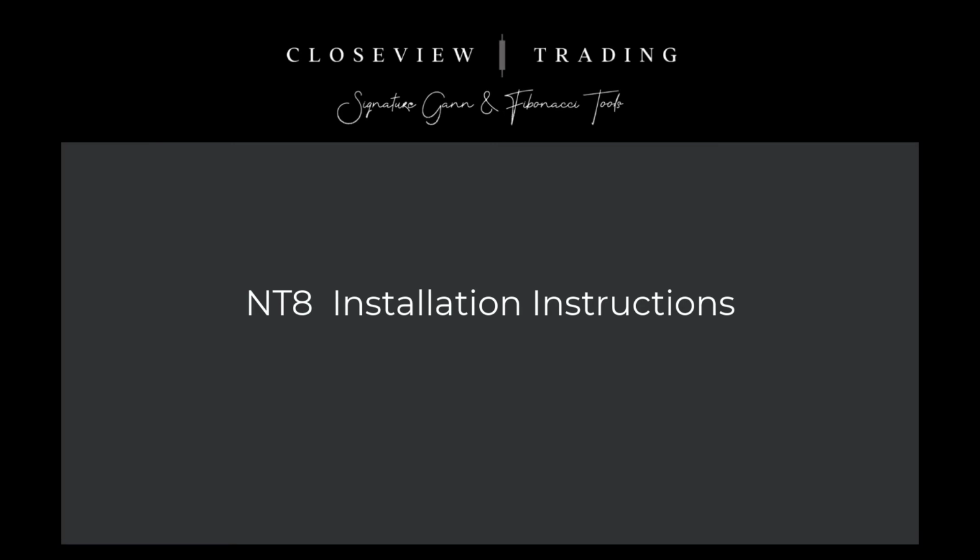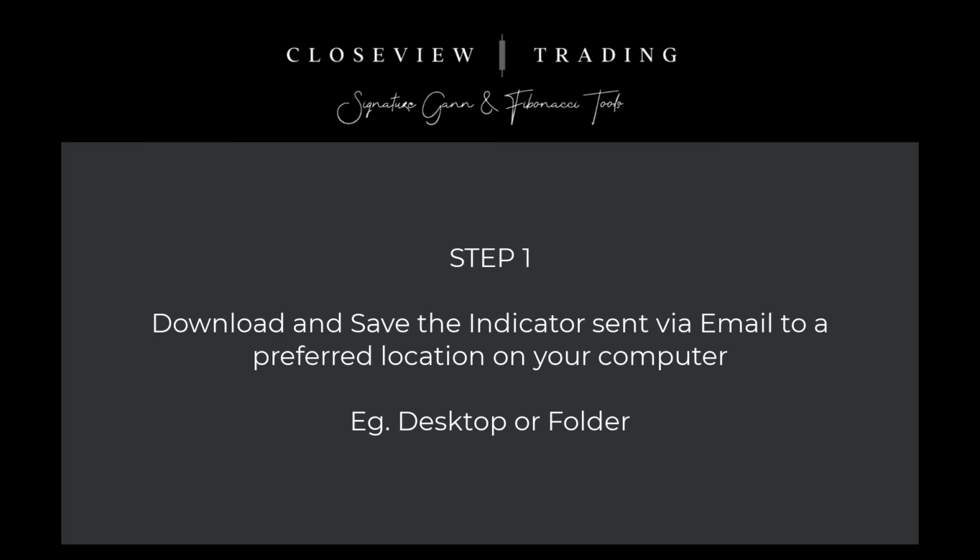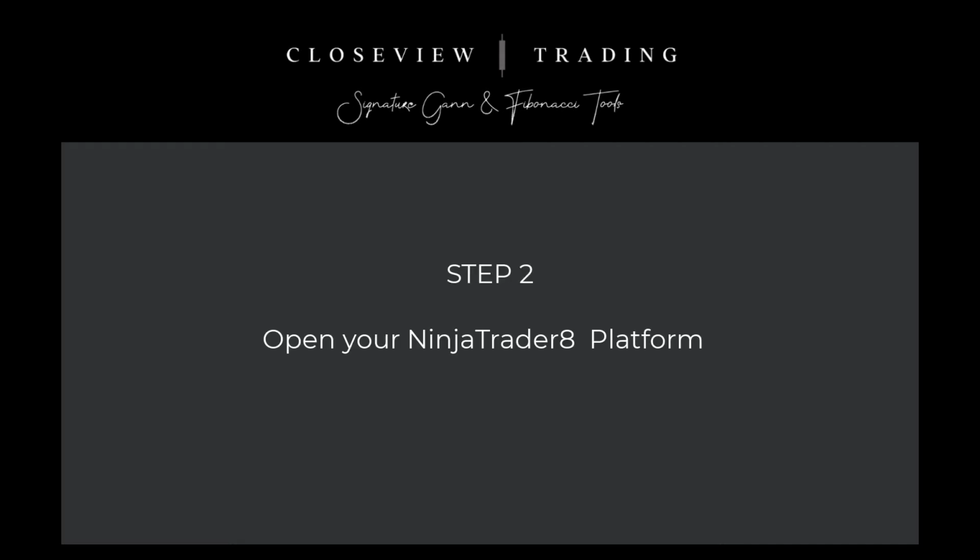First up, you will have received a file containing your digital license via an FTP link sent to you in an email. Extract or save the file contained in the FTP link and save it on your computer or digital storage device to a safe place where you can easily retrieve it in the next step. Next, open your NinjaTrader-8 platform.